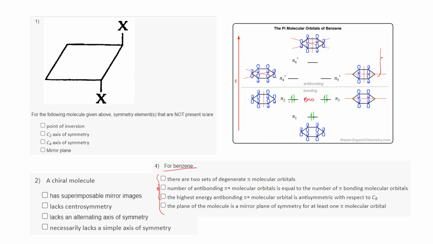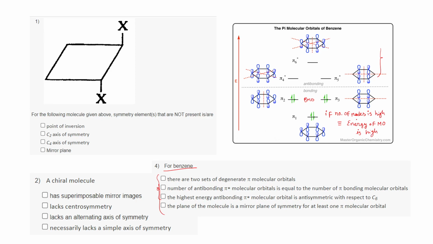If you see the number of nodes, from the number of nodes actually you can judge. Let me tell you, if the number of nodes is high, in symmetry this is very required, then the energy of that molecular orbital will also be high.